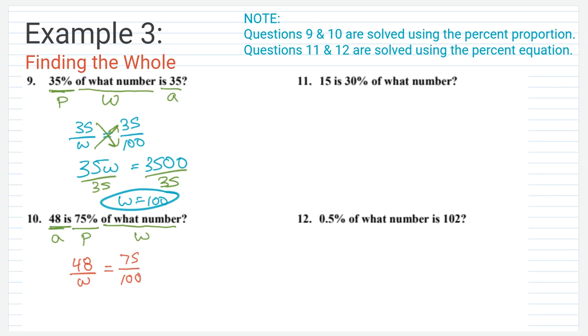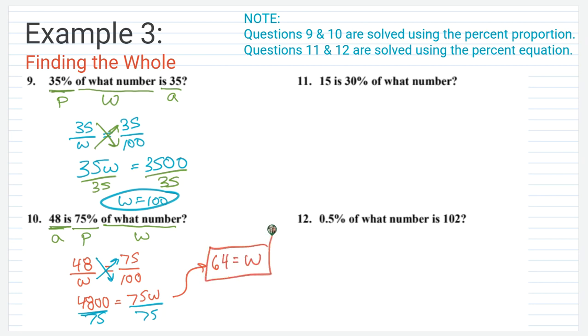Once we have our proportion set up, we're going to go ahead and do our cross products. So we'll do 48 times 100 and 75 times W. 48 times 100 is 4,800. 75 times W would be 75W. And then to solve this, this is just a one-step equation. If W is being multiplied by 75, the inverse is to divide. So we're going to divide both sides by 75. And then we're going to find out that we get an answer of 64. So 64 equals W. And that's it for that question.